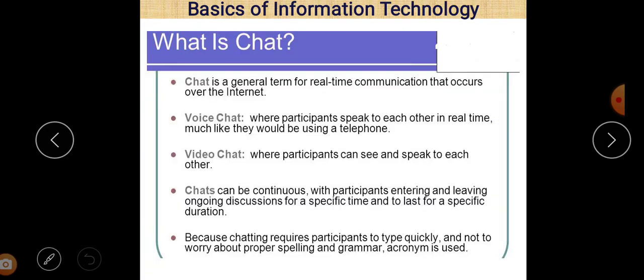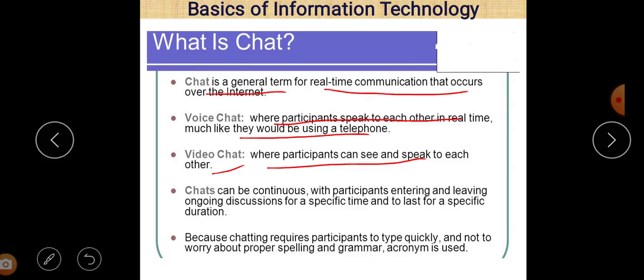Okay, now next topic is chat. So chat is a general term for real time communication that occurs over the internet. There are three different types of chats: normally text chat, then voice chat, and then video chat. Voice chat is where participants speak to each other in real time, much like they would be using a telephone. Then video chat is where participants can see and speak to each other.